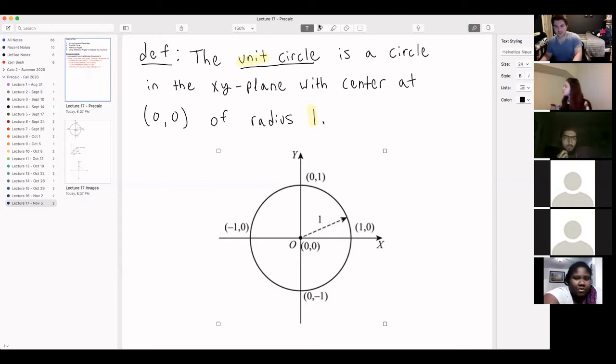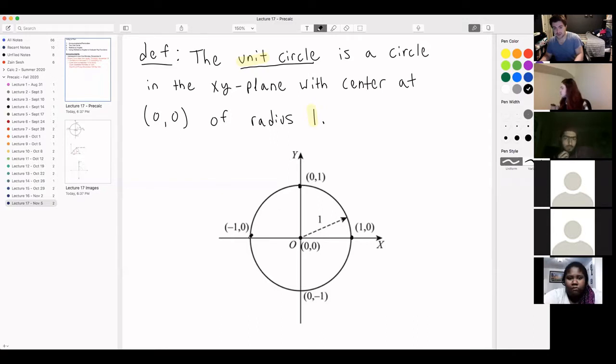So maybe I'll just kind of just do that. So that is on the circle. So 1, 0 is on the circle, 0, 1 is on the circle, -1, 0 is on the circle, and 0, -1 is on the circle, okay? All right, so that's the unit circle. So any questions about this?